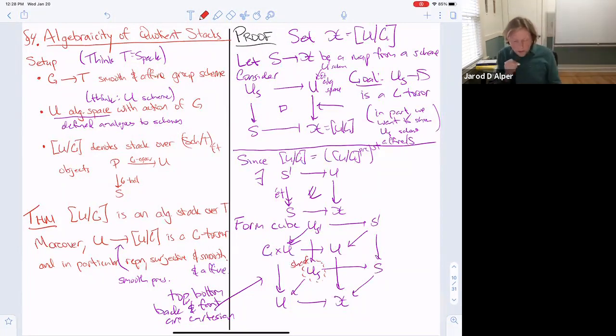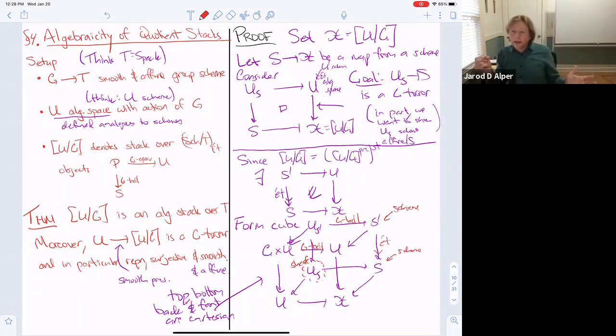But what else do we know? We know that this morphism from G cross U to U is a G bundle. It's a trivial G bundle, and therefore its pullback from U_S' to S' is a G bundle. And so if you just look at the Cartesian square, this here is a scheme. This is a scheme. And this is an étale surjection.